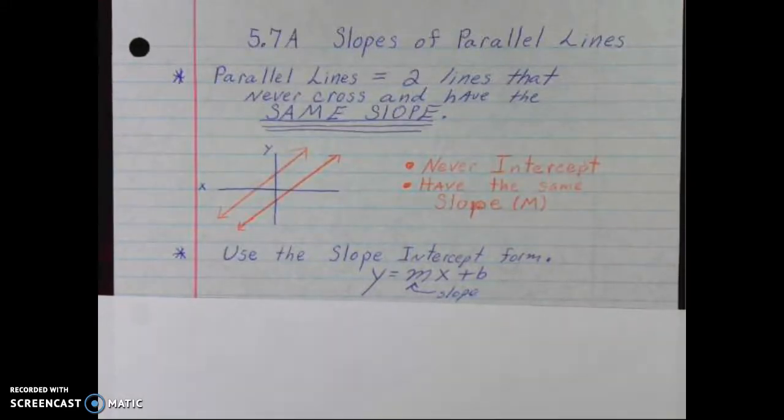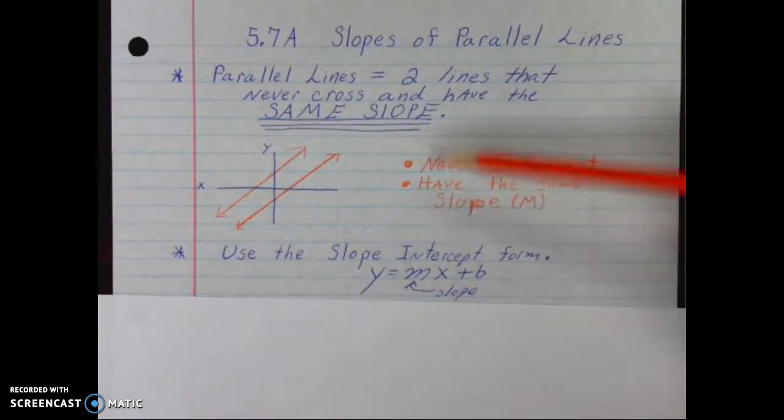So we're going to be going over 5-7a, slopes of parallel lines. That's the title of this one. And yes, all right, so now that you have this all copied down, let's just quickly go over what it is. So we have parallel lines.